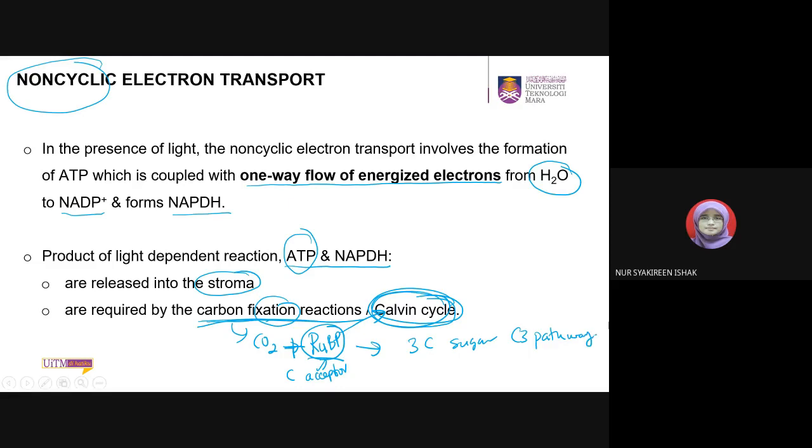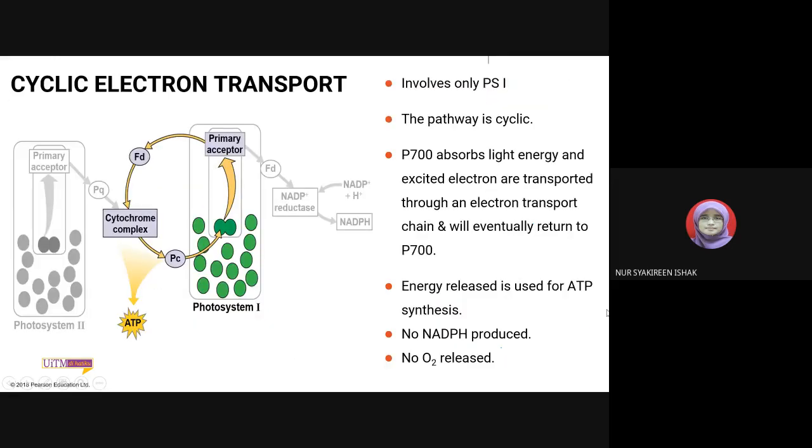Okay. So the cyclic electron transport, so cyclic, nama pun cyclic, so you should know that the electron will be transferred, okay, in a circular flow. So it only involves photosystem 1. Ni awak kena ingat the pathway is cyclic. So maksudnya from photosystem 1 along ETC back to photosystem 1. Okay. So P700 absorbs light energy and excites electron. Excited electrons are transported through the electron transport chain and eventually return back to P700.